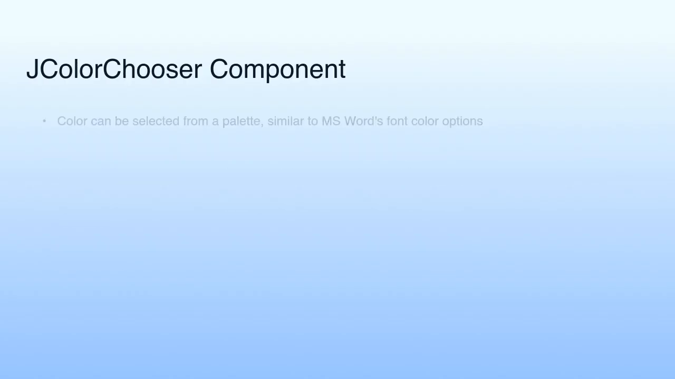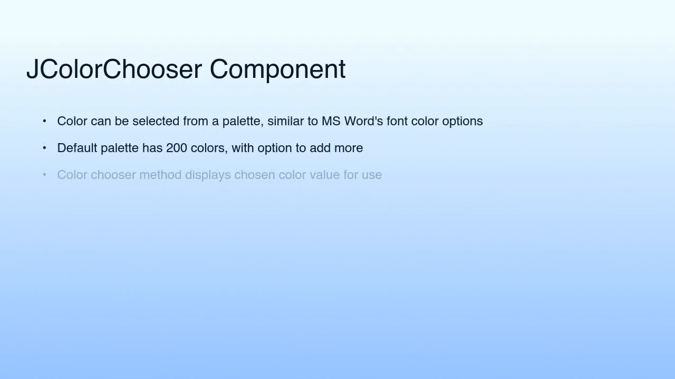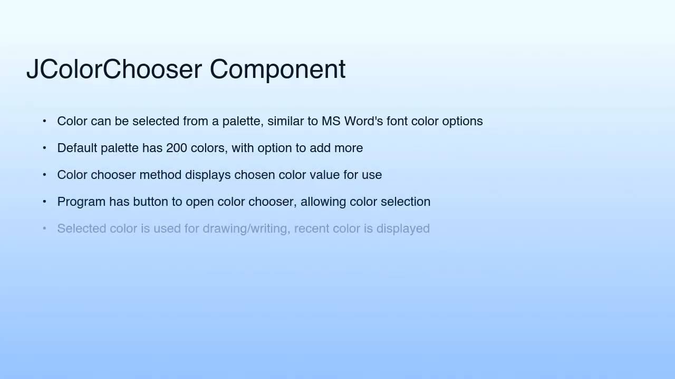The JColorChooser component allows users to select a color from a palette, similar to the font color options in Microsoft Word. The default palette has 200 colors, with the option to add more. The ColorChooser method displays the chosen color value for use in the program. The example includes a button to open the ColorChooser, allowing the user to select a color, which is then used for drawing or writing, and the recently selected color is displayed.